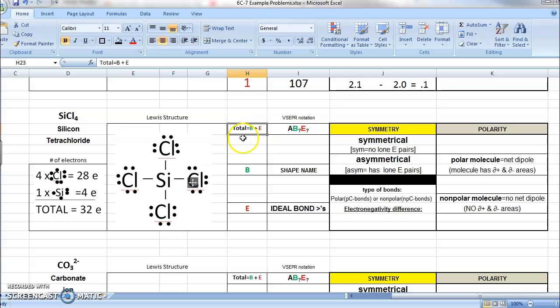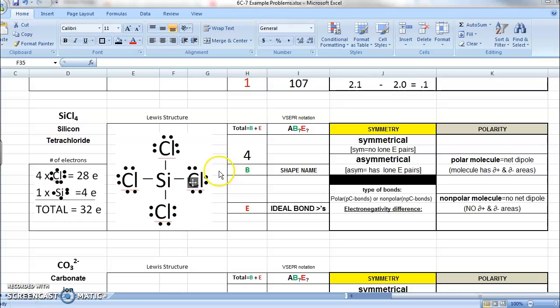As we can see right here, we're going to count the total things. The bonded atoms, not the bonds, the bonded atoms around the central atom, and only the lone pairs on the central atom. These lone pairs on the chlorines do not impact the shape of the molecule. So we have 4 chlorine atoms, we have no lone pairs. So our total is 4.